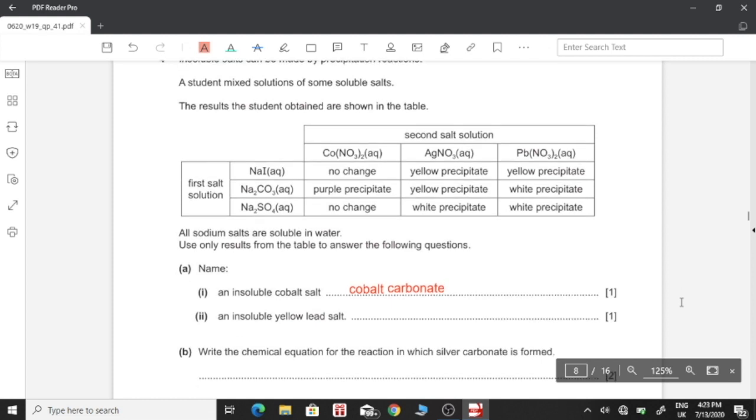Part 2, an insoluble yellow lead salt. Alright, so we have lead over here, and all of these salts are insoluble since they are precipitates. And the yellow one is this one, which is formed when lead nitrate reacts with sodium iodide. So we have lead iodide over here.